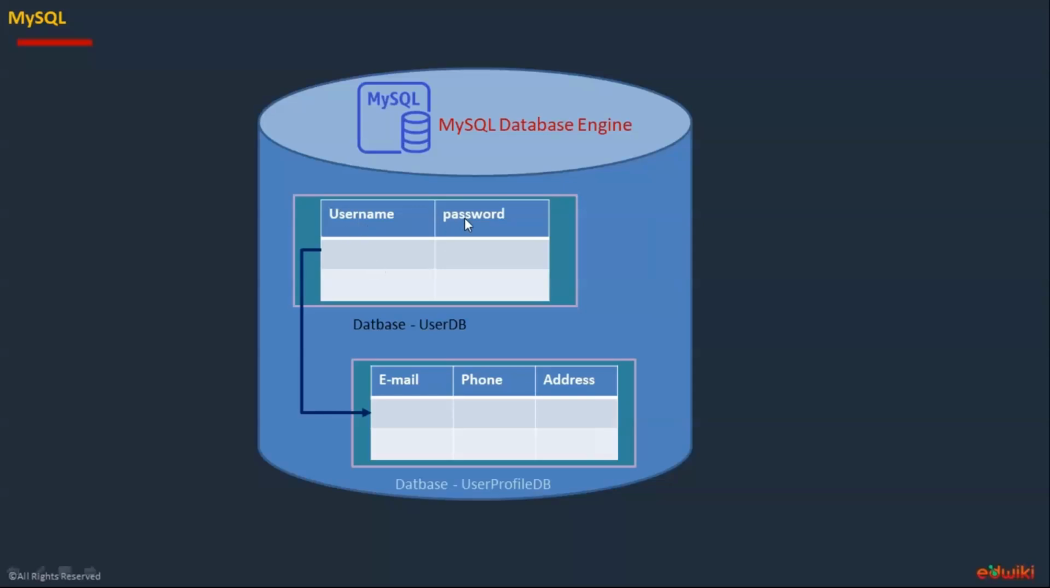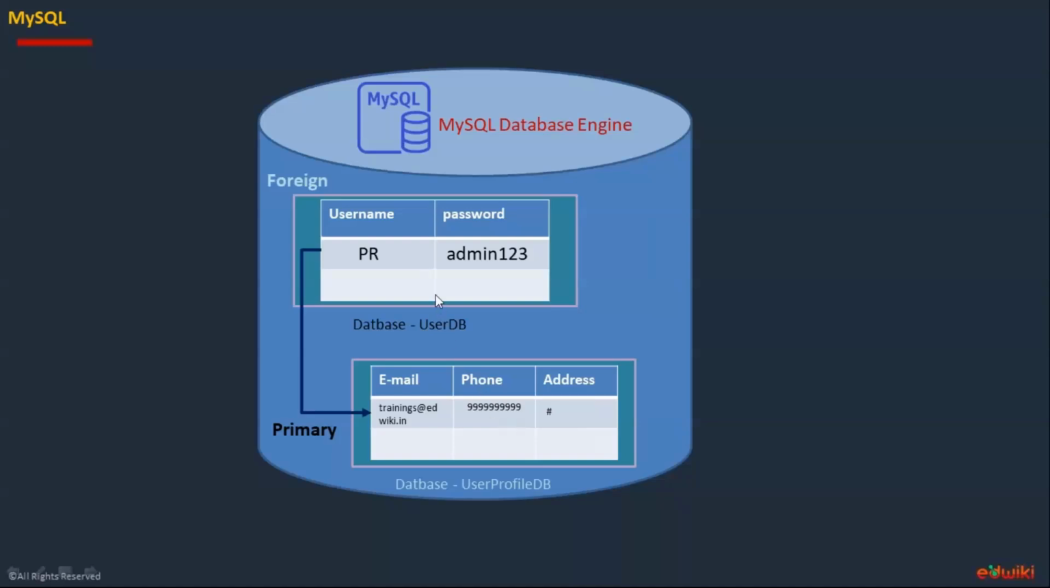Here you see that the username and password is in one database, in one table. Email and the other information is in another table, possibly in another database. It's up to the developer how they want to manage the stuff, right? And then you actually store your data in a specific row format like this. The application knows exactly how to insert the data or how to fetch the data in this particular table format.